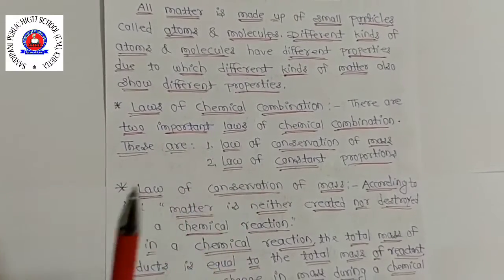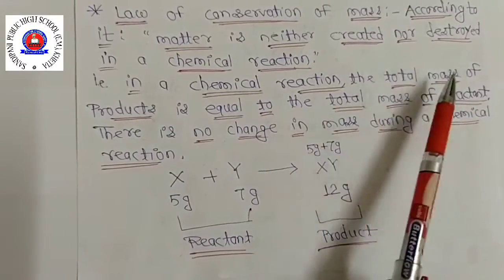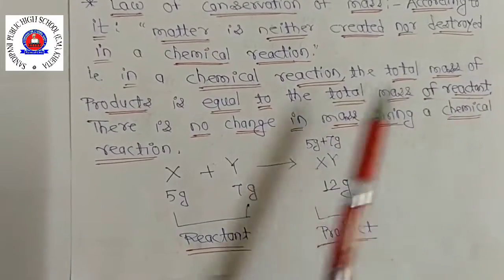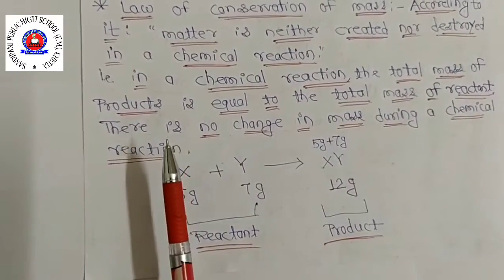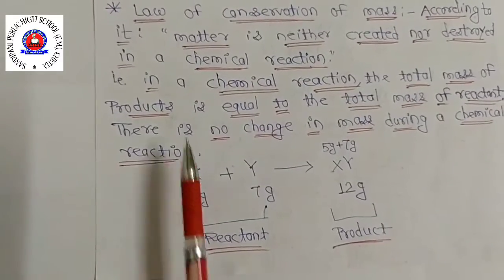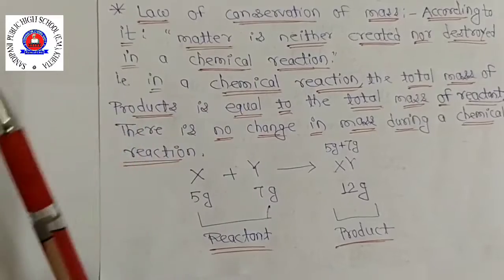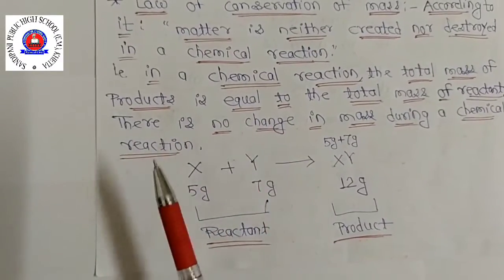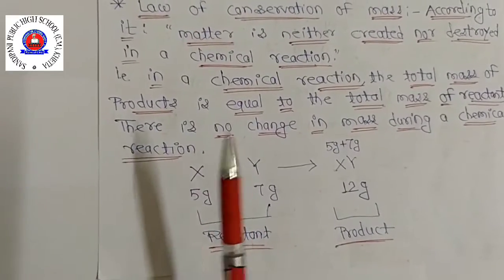So the law of conservation of mass means that in a chemical reaction, the total mass of products is equal to the total mass of reactants. Okay, there is no change in mass during a chemical reaction. Clear this one? Since there is no gain or loss in mass in a chemical reaction, mass remains conserved. So when there is neither gain nor loss, the mass remains how? It remains conserved.